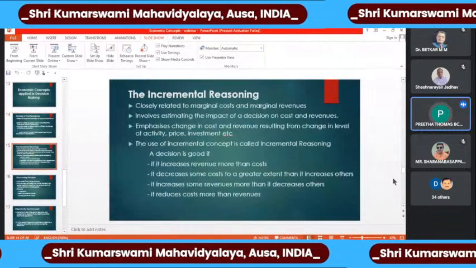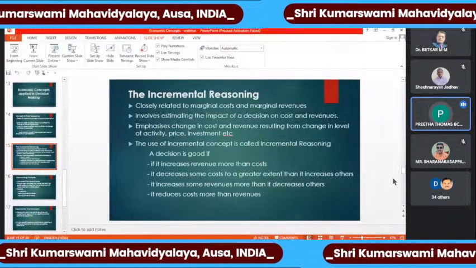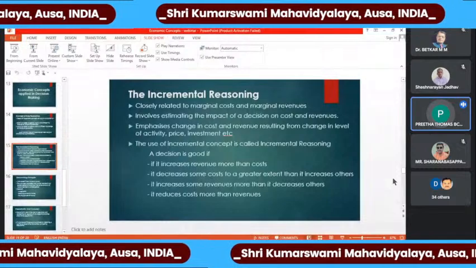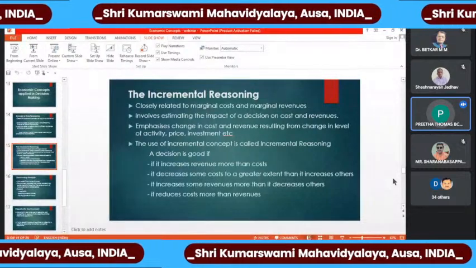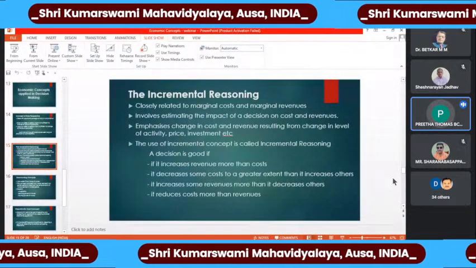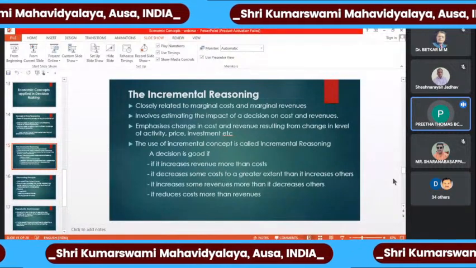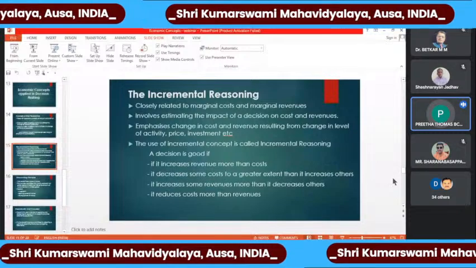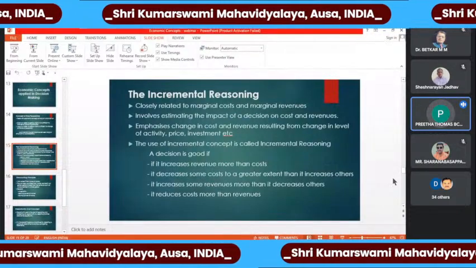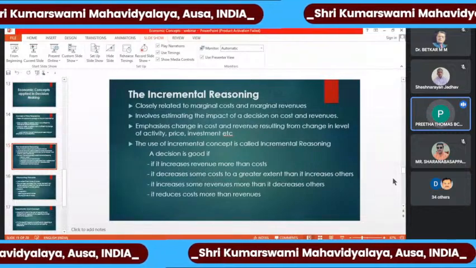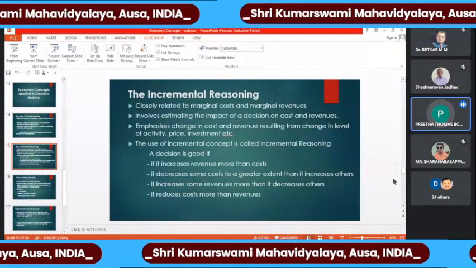So that is the first economic principle. Okay, the second economic principle, a very important principle, is what is known as incremental reasoning. The concept of incremental reasoning says that when we take a decision, we have to analyze the impact of the decision on the cost and revenues.